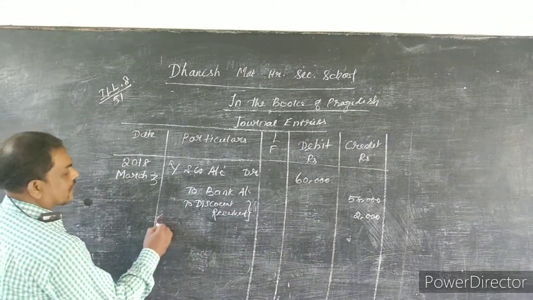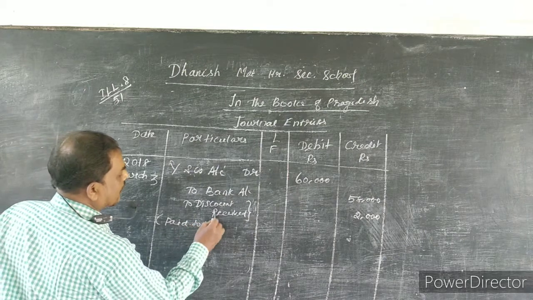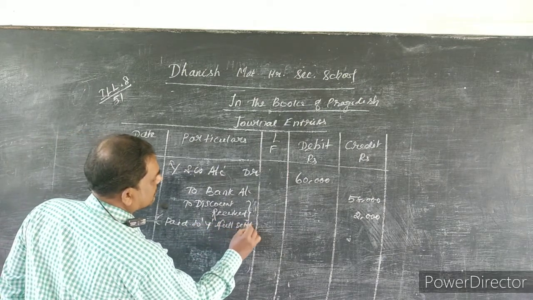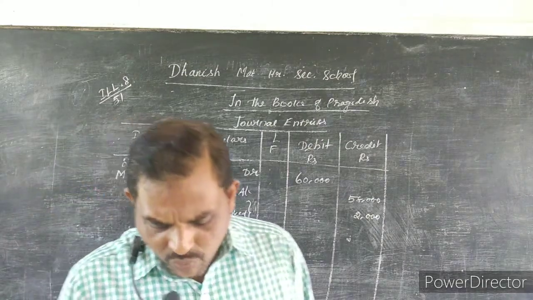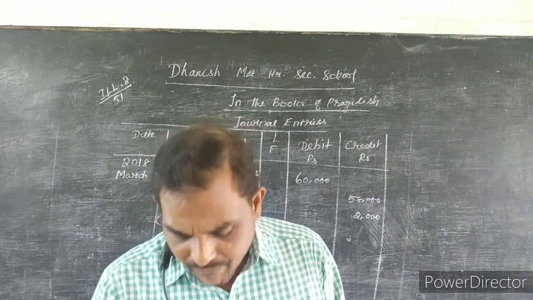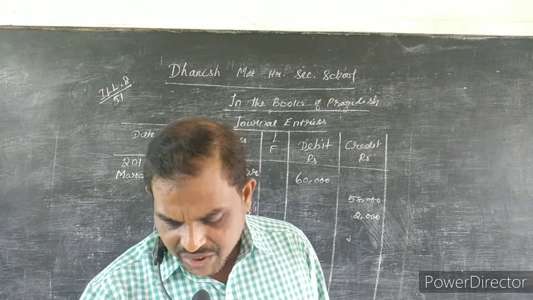So here, payment paid to Y. Full settlement. This is the journal entry for the third one. What is the fourth one? Date 4. D and company accepted a bill drawn by Pragadish.